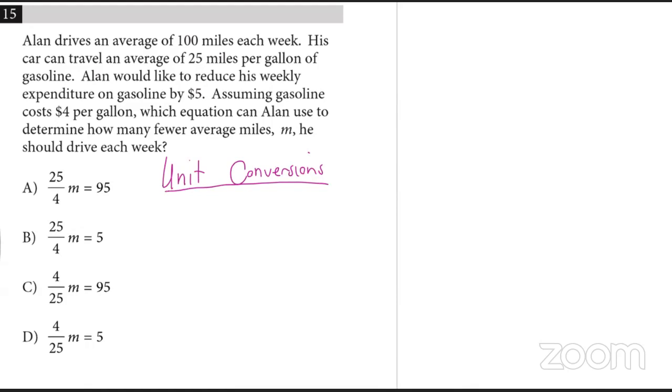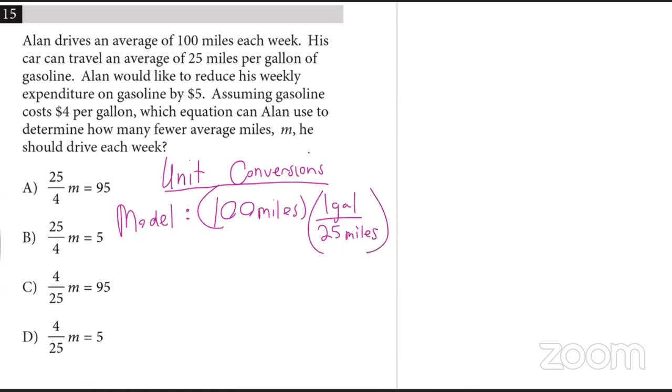So what we're going to do here is create a model of what they're talking about and use that as a blueprint for what we need to solve. So Alan drives 100 miles in a week. His car goes 25 miles per gallon. So that's 1 gallon over 25 miles.